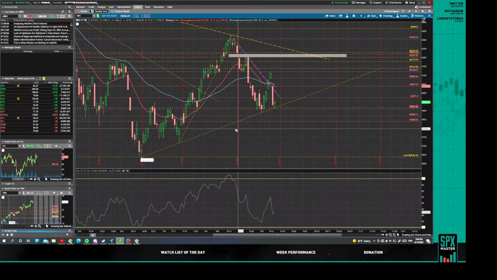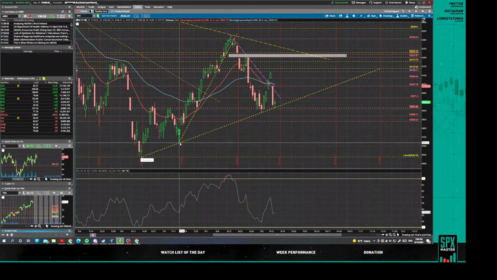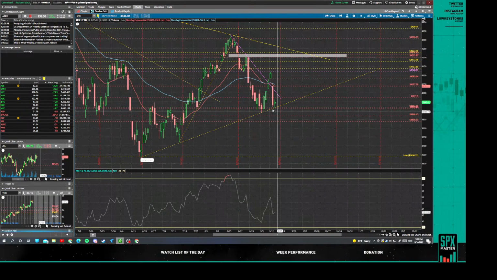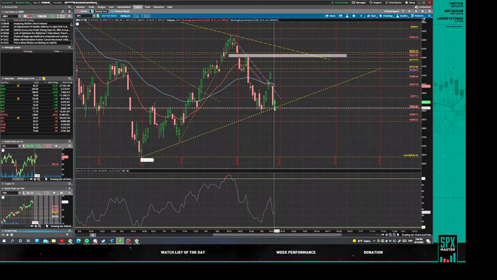Now, to be calling for more downside is still dangerous because we're battling this trend line, right? With these highs right here. So we will need to see that breach right here.